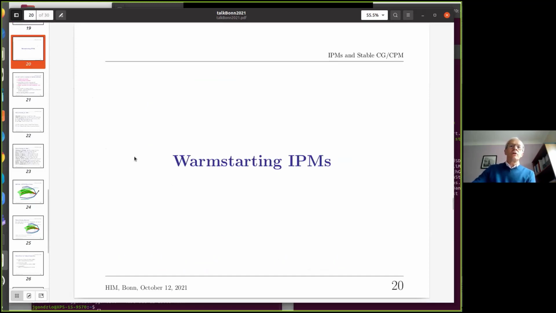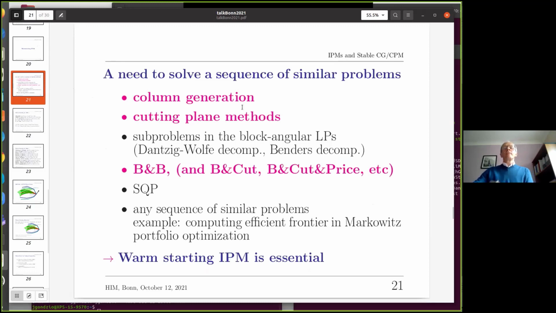Now, let me move to warm starting interior point methods. So that's a situation in which a sequence of similar problems has to be solved. And I already mentioned this will be the case in column generation or cutting planes. But when you think of solving such problems in block angular LPs, like Dantzig-Wolfe or Benders decomposition, and also in all combinatorial optimization or integer programming, branch and bound, branch and cut and price, and whatever you may add here as an end.